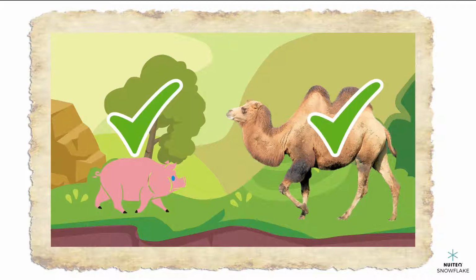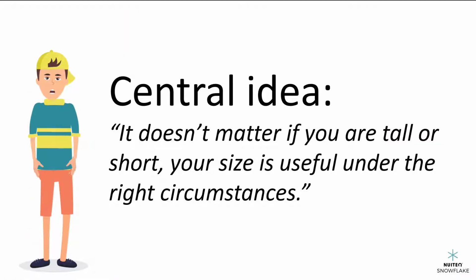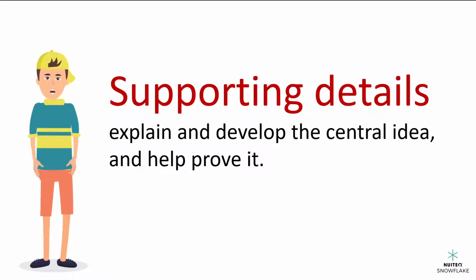So, what's the central idea of this story, the most important message the author is trying to send? In this case, it is that it doesn't matter if you're tall or short, your size is useful, under the right circumstances. Let's look at the parts of the story that support that central idea. These parts are called supporting details, because they explain and develop the central idea, and help prove it.